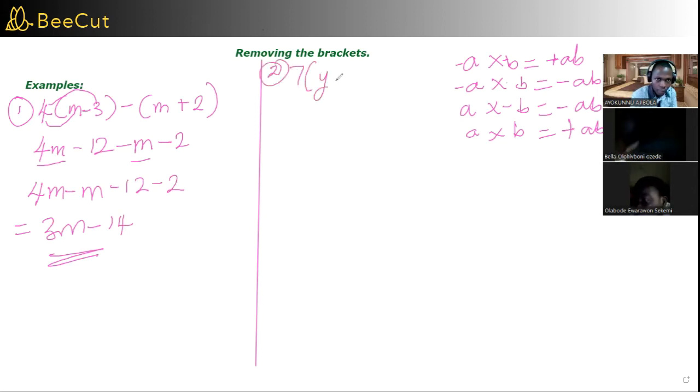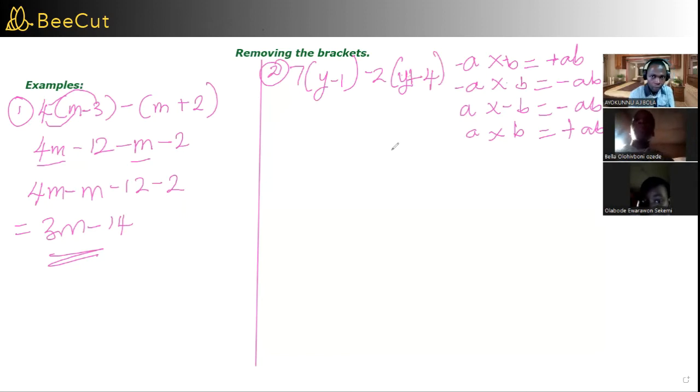7 into y minus 1 and minus 2 into y plus 4. Close my bracket. Remember, this is not part of this one, so this has been written as a guide to know when you have negative and positive. Again, I'm going to use 7 to multiply y.